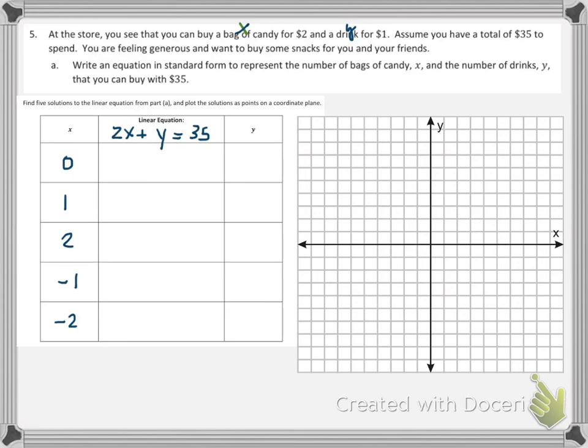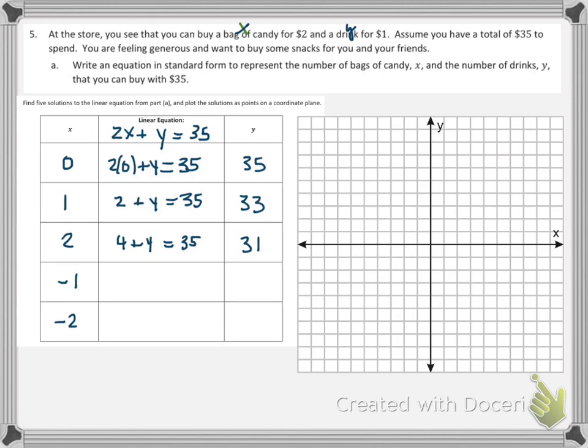If I put a 0 in for x, 2 times 0 plus y equals 35. I get y equals 35. If I put a 1 in, 2 times 1 is 2 plus y equals 35. I would have to subtract 2 from both sides. That gives me 33. If x is a 2, 2 times 2 is 4 plus y equals 35. I would have to subtract 4 from both sides, so y would be 31.